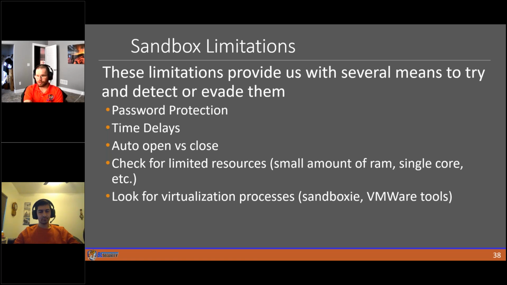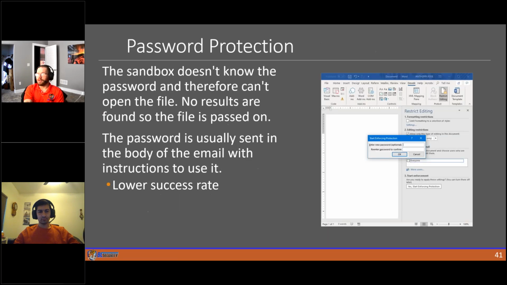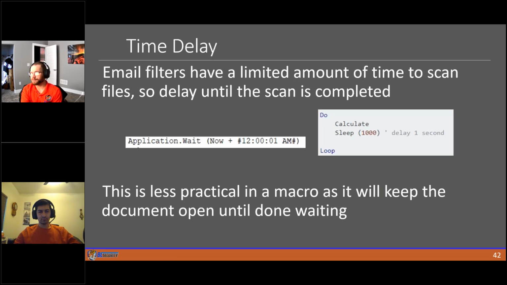We can look for limited resources, because since we're emulating a system, it typically doesn't have a high number of cores or things like that. And then we can look for virtualization processes. So some of the evasion techniques: we can check to see if we think we're in a sandbox, and if we are, we do nothing or do something different that's less suspicious. We can password protect. We can, like I said, wait, doing time delays.